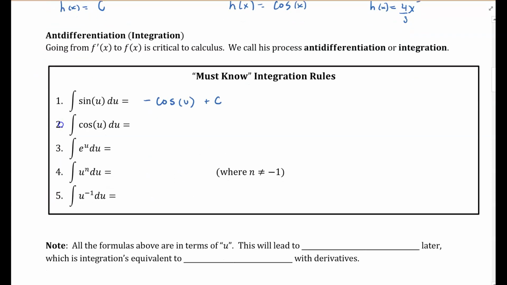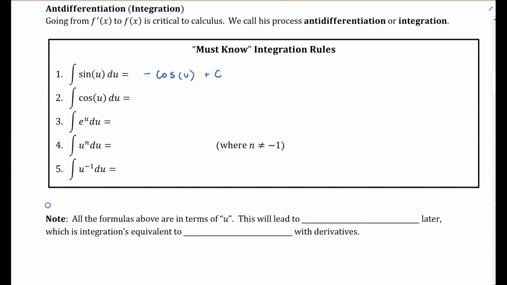So I could have some constant value added on. We don't know, and I'll show you this clearly through examples. Number 2, the integral of cosine of u du is equal to sine of u plus c, some constant. Number 3, my favorite, the integral of e to the u du.